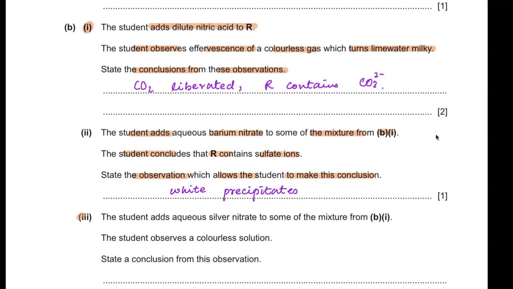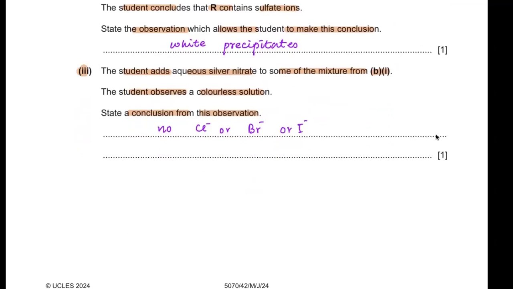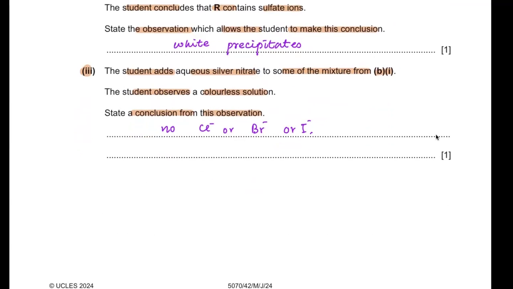Now, third part, the student adds aqueous silver nitrate to some of the mixture from B1. The student observes a colorless solution. State a conclusion from this. So silver nitrate is added to identify chloride, bromide, or iodide. So if we didn't get any observation or any precipitate, it means no chloride or bromide or iodide. Sir, can we just write halide? Yeah, you can just write no halide ion is present as well.